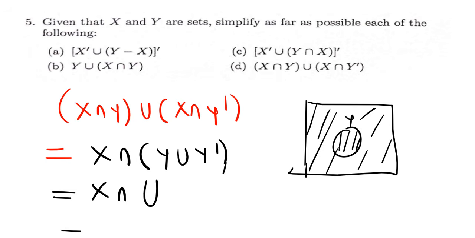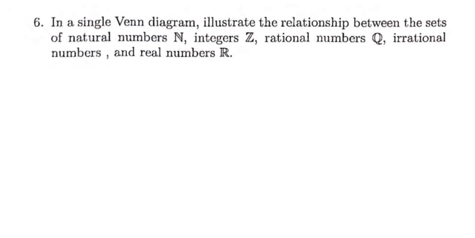Now the question would be, what is the intersection between x and the universal set? If, instead of y, this is now x, we're trying to find the intersection between x and the universal set. We're just going to have x, right? So in this case this will be x. So this is how you simplify sets as far as possible.